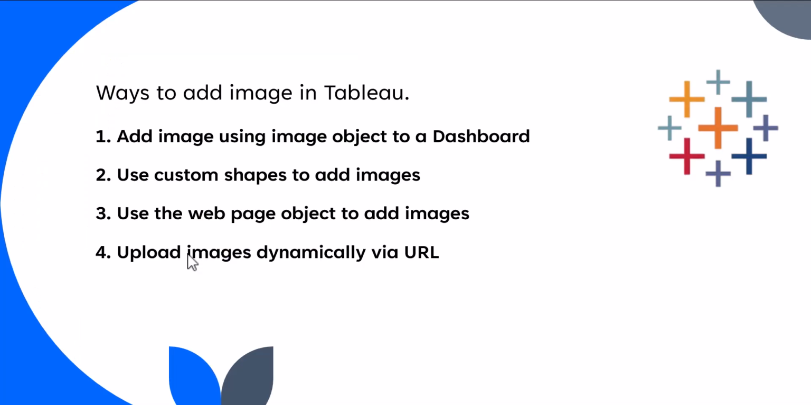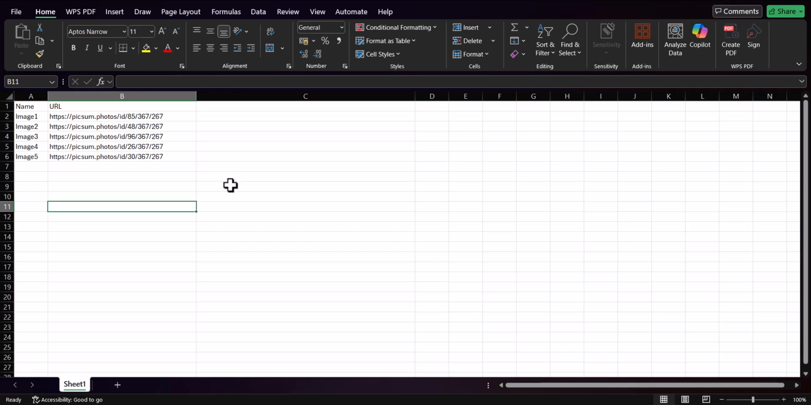And the fourth method to upload images is using the dynamic URL. So for this method, you need to create a column in your dataset. So for the demo, I have created a sample dataset, and in this I have kept two columns, that is name and the URL. So here in the URL column, I have entered the URL for the images that I want to display in the Tableau worksheet.